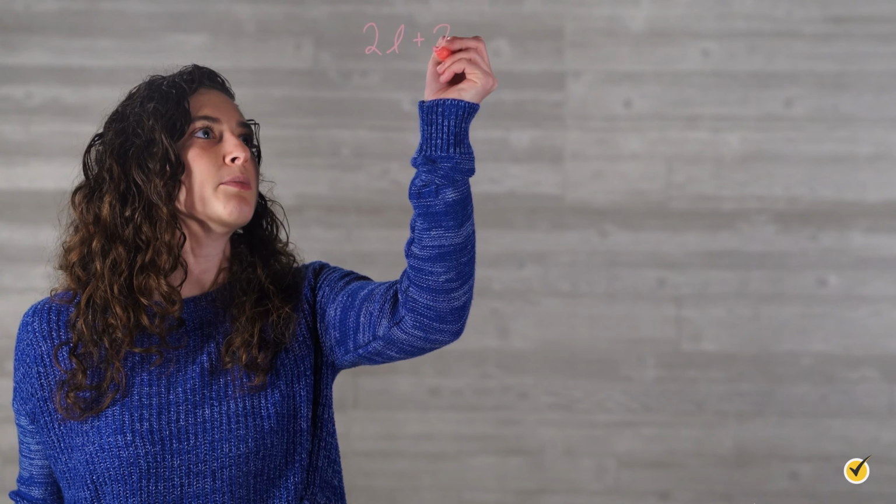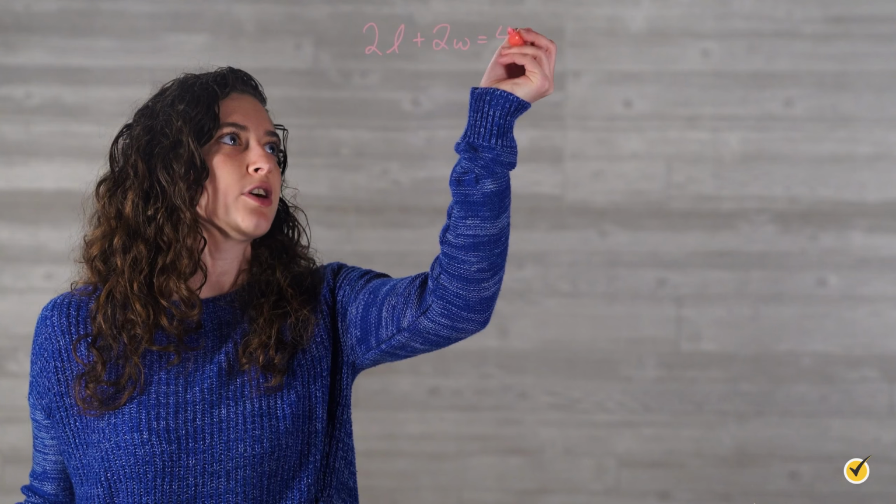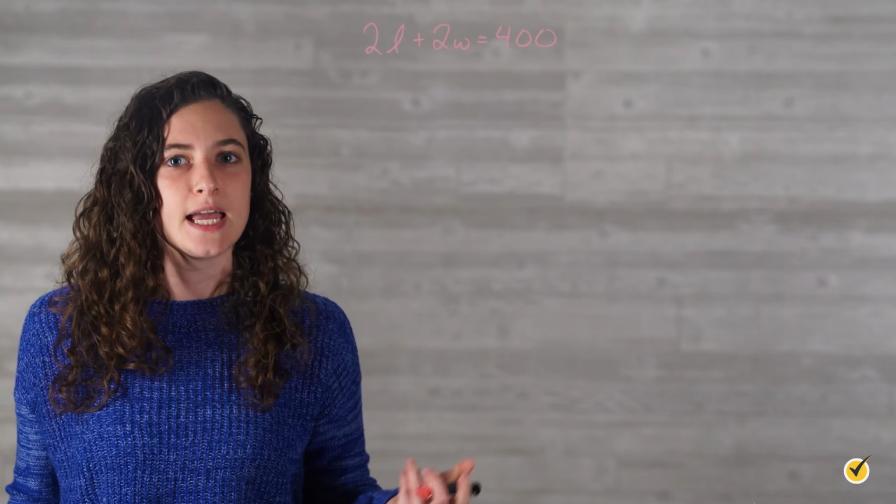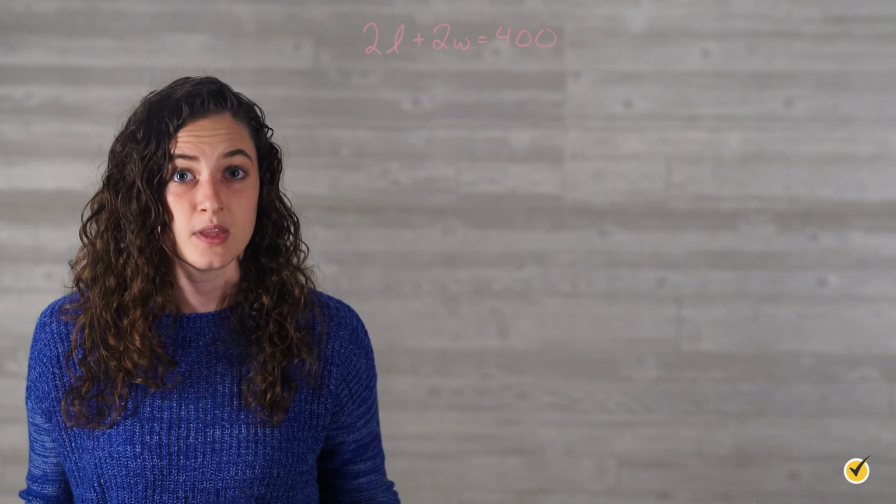Let's return to the example of the rancher now. We know that he needs to use all 400 meters of fencing materials, so the perimeter of the enclosed field must be equal to 2L plus 2W is equal to 400, where L and W represent length and width respectively.